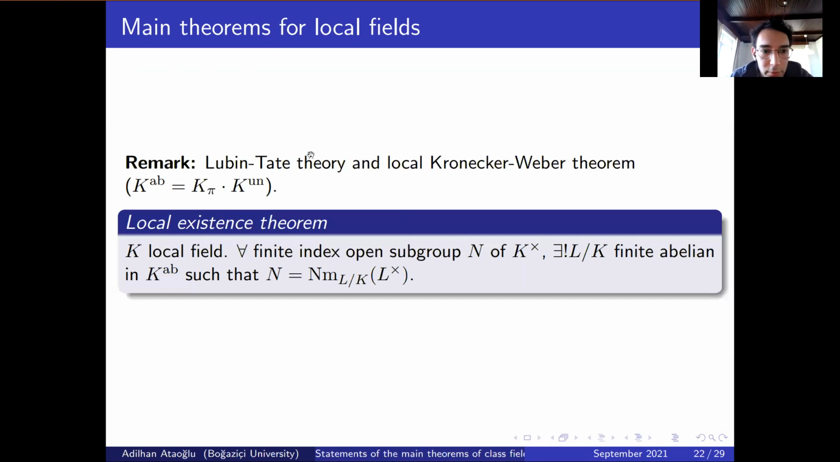The local Artin map comes from the Lubin-Tate theory and the local Kronecker-Weber theorem. And the second major theorem for the local part is the existence theorem. It says that for any finite index open subgroup N of K star, there exists a finite abelian extension such that this subgroup is equal to the kernel of the local Artin map.